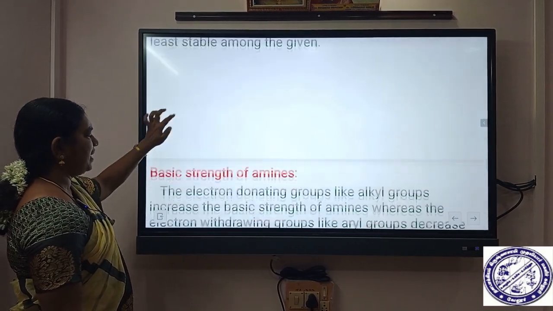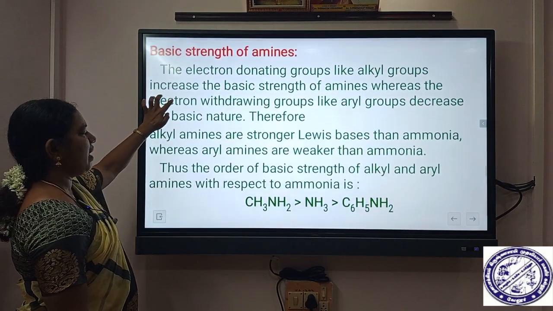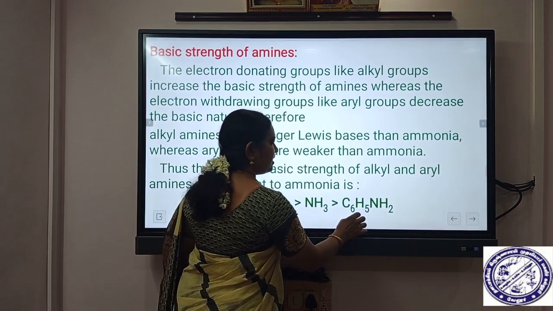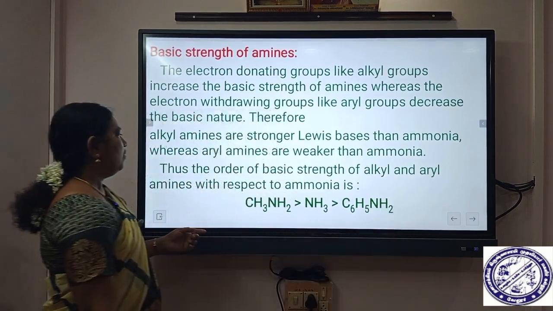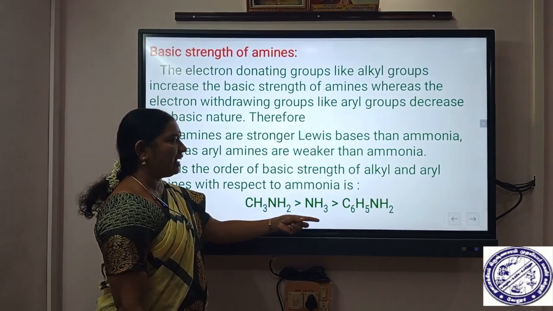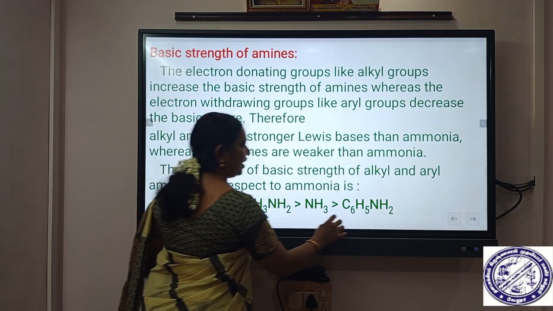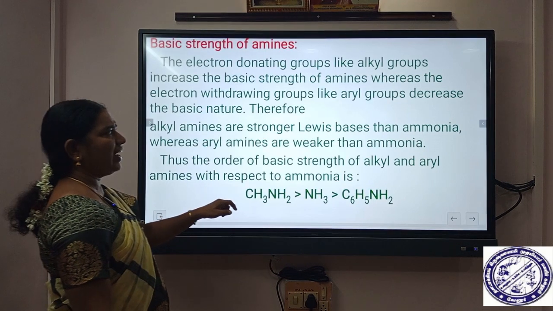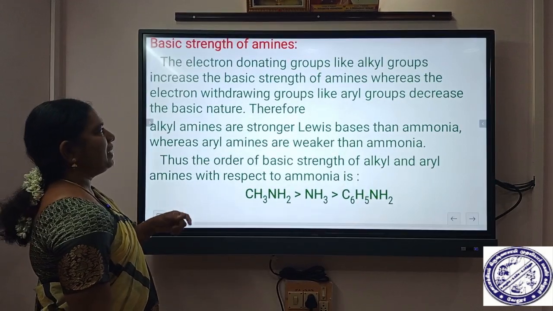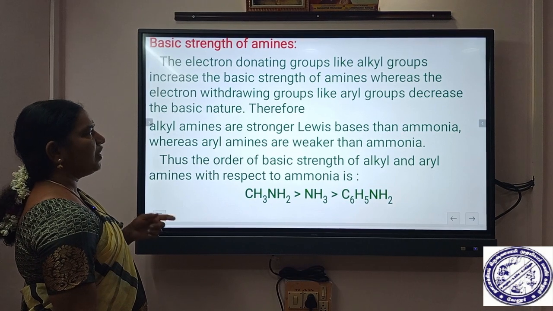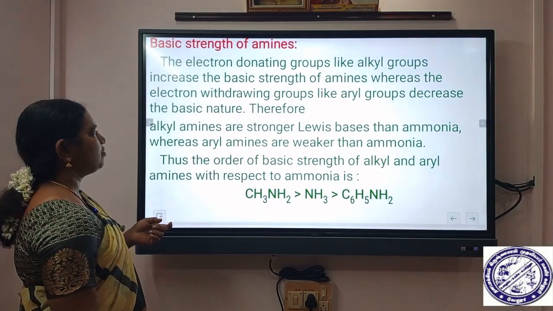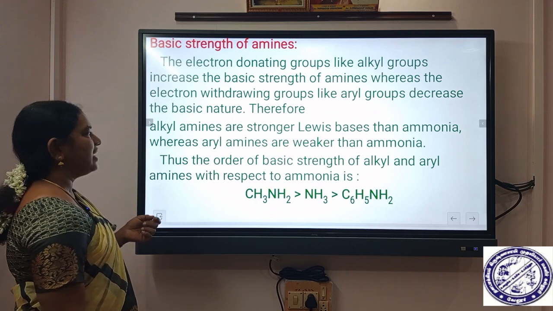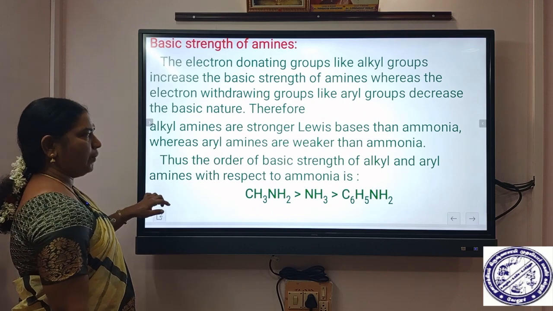Now we are going to see the second application, the basic strength of amines. Here you can see the example, that is CH3NH2 greater than NH3 greater than C6H5NH2. So this is the order of basic strength of alkyl and aryl amines with respect to ammonia. That is, electron donating groups like alkyl groups increase the basic strength of amines, whereas electron withdrawing groups like aryl groups decrease the basic strength. Therefore, the alkyl amines are stronger Lewis bases than ammonia, whereas the aryl amines are weaker than ammonia.